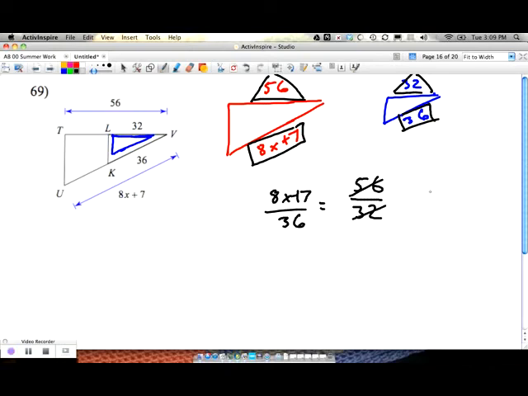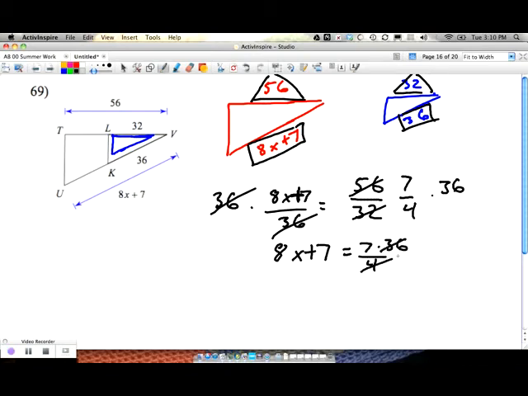Now we just got to simplify. 56 and 32 are both divisible by 8. 8 goes into 56 7 times, and into 32 4 times. So we got 8x plus 7 over 36 equals 7 over 4. Let's get rid of the 36 now, so we multiply both sides by 36. We're simplifying the 36. We just have 8x plus 7 equals 7 times 36 divided by 4.